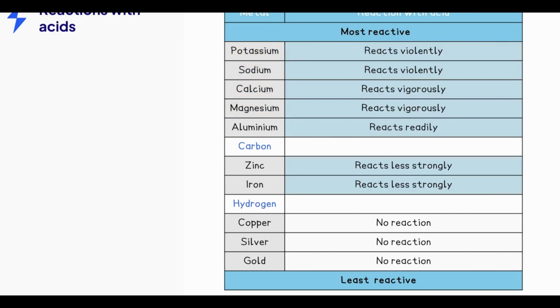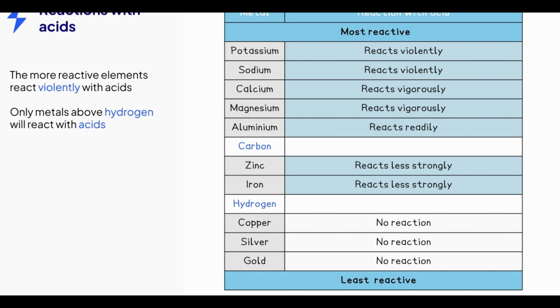Here we can see the reactions of metals with acids. The more reactive metals will react violently with acids, so these reactions are typically not undertaken in a laboratory. Only the metals above hydrogen will react with acids to form a salt and hydrogen. During the reaction, you would observe effervescence as bubbles of hydrogen gas are produced. The more reactive the metal, the more vigorous the effervescence.